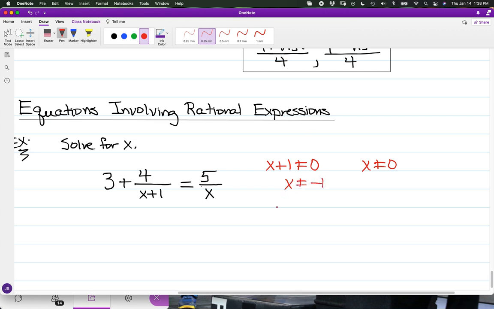So we've got the restrictions: x cannot be -1, and x cannot be 0. In other words, you don't want 4 over -1 plus 1, which would be 4 over 0, and at the same token, we do not want 5 over 0.